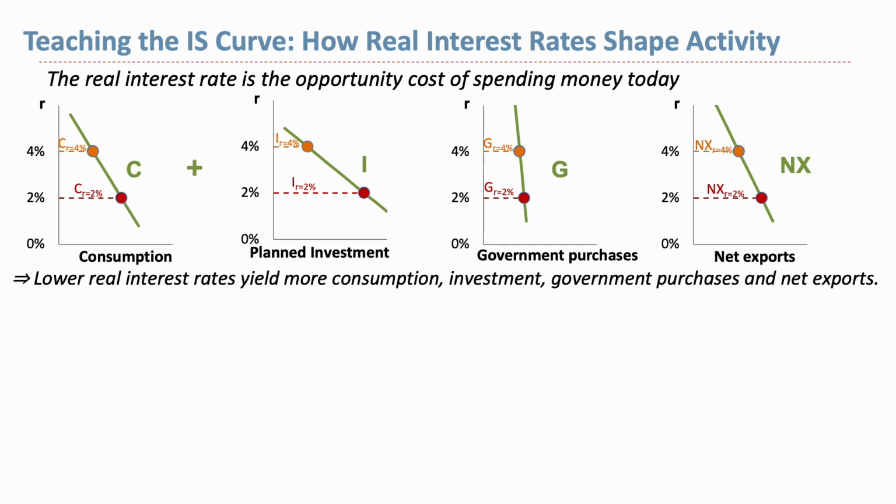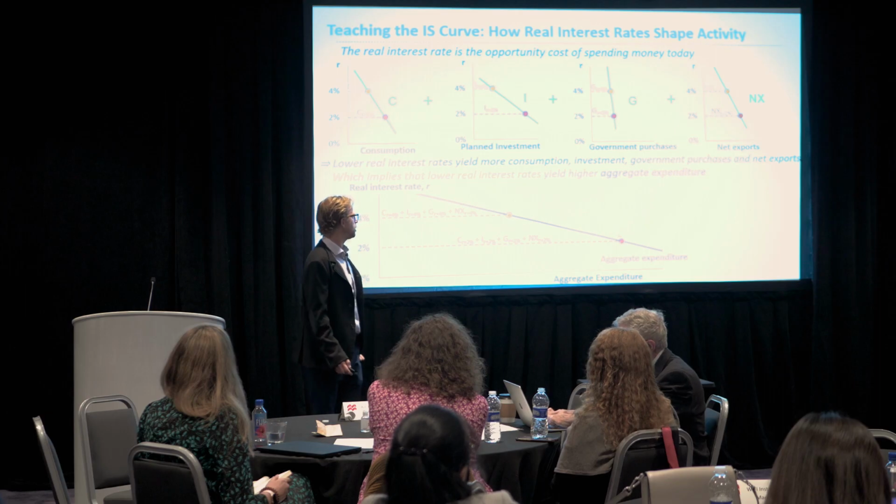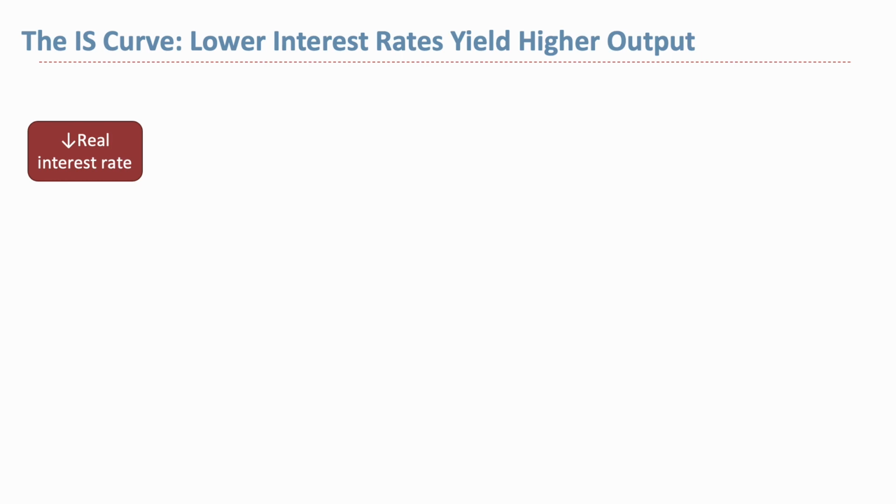And that's the definition of aggregate expenditure. So therefore, all you have to do is add up C, I, G, and NX, and it must be that lower real interest rates lead to more aggregate expenditure. And then all I'm going to do is relabel that curve.